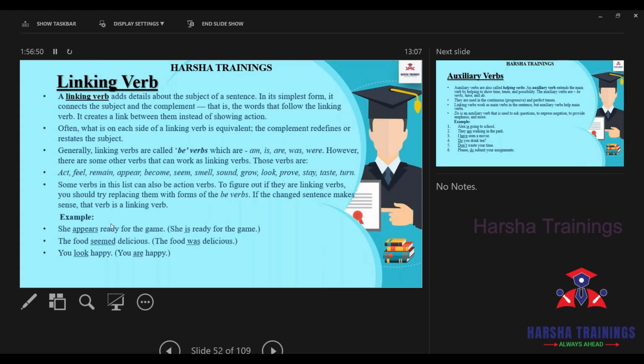See, if you see the example, you might understand. She appears ready for the game. Here, she is ready for the game. That's what we understand. That means appear is not directly saying that she is ready for the game, but the meaning is understood, right? The food seemed delicious. That means what? The food was delicious. So we can also say it seemed delicious. You look happy. I can't say I look happy, I can't look at myself, right? So I say you look happy. That means you're happy. It is showing on your face. So instead of saying you are happy, I say you look happy. Yes? Got it?